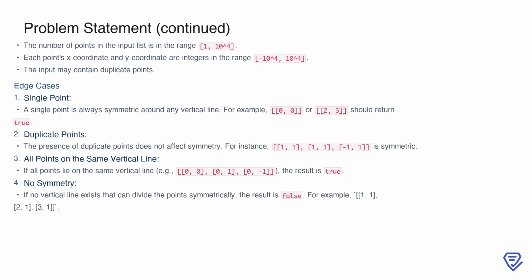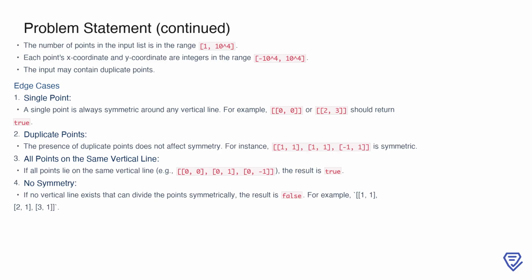The problem comes with a few constraints and edge cases to consider. First, the number of points can range from 1 to 10,000, and their coordinates are integers between -10,000 and 10,000. Duplicate points may appear in the input, but they don't affect symmetry. For example, a single point or multiple duplicates are always symmetric.